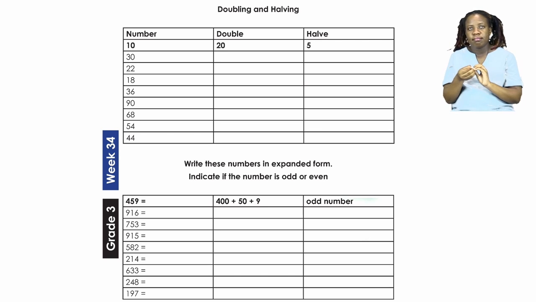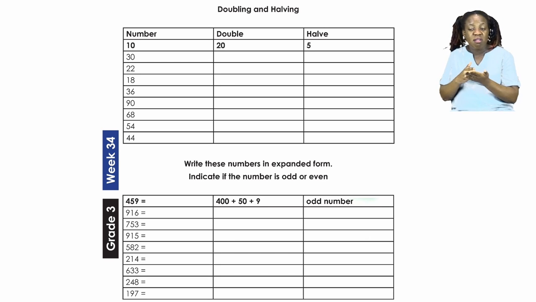Now let's quickly look at the first example, number 10. If you double 10, that means 10 plus another 10, then you will have 20. Remember, boys and girls, when we say double, it means you add the exact same amount. And when we halve, it means we take away half of that number. So when we double the number 10, we get 20. But if we halve the number 10, we get 5.